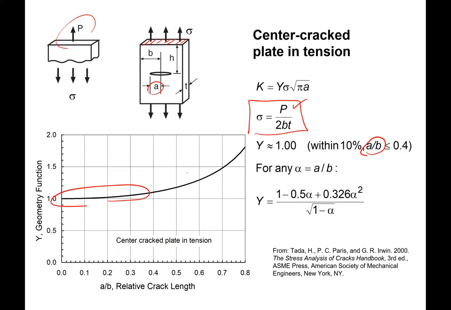But if we do have a case where a is large compared to b, and the ratio a over b is greater than 0.4, then we can plug that ratio into this equation and calculate Y, the geometric factor, and that's what's actually shown plotted here. So all of our information is on this one sheet for this center cracked plate.